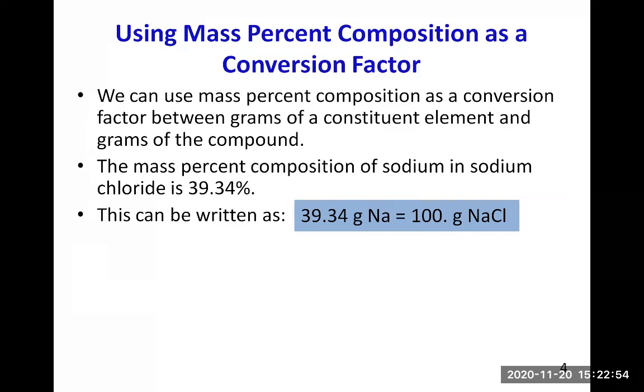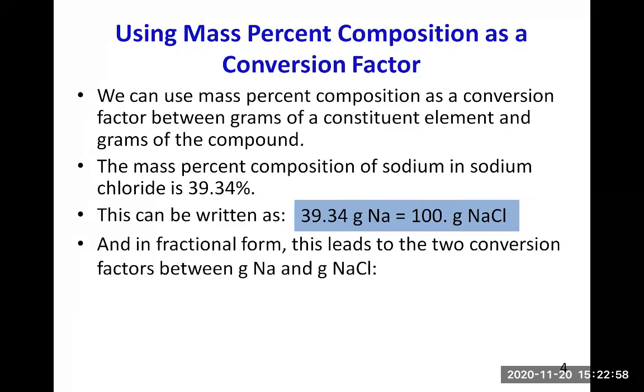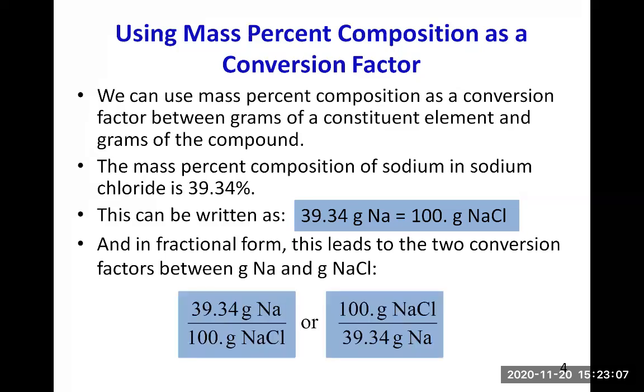But this is an equality, and then we can use it as a conversion factor when we write this as a fraction. So in fractional form, this leads to two conversion factors between grams of sodium and grams of sodium chloride. Either the grams of sodium are on top and the grams of sodium chloride on the bottom, or vice versa. So you can use this as a conversion factor to change grams of sodium to grams of sodium chloride or vice versa.